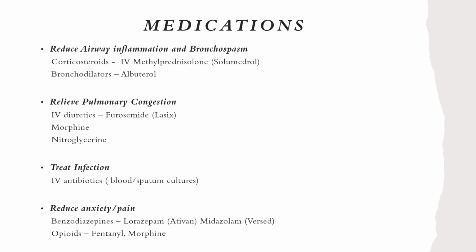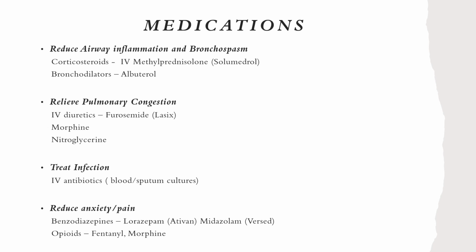And then just some medications to think about for acute respiratory failure. We do want to reduce airway inflammation and bronchospasms. Two medications that can help with that are corticosteroids. IV methylprednisolone, or Solu-Medrol, is very, very useful. That's given IV push for these patients to help with inflammation and also strengthening of our lungs. Also, bronchodilators can help with bronchospasm, and albuterol is very common for that.